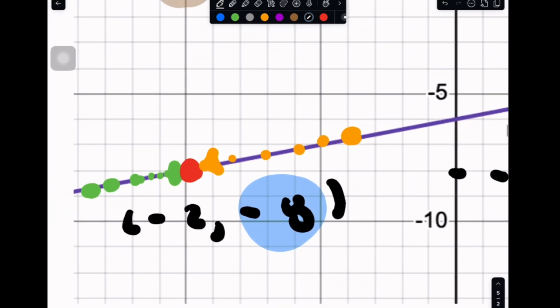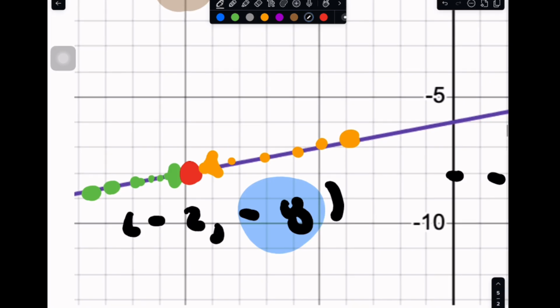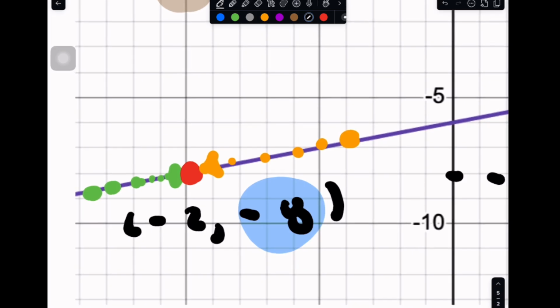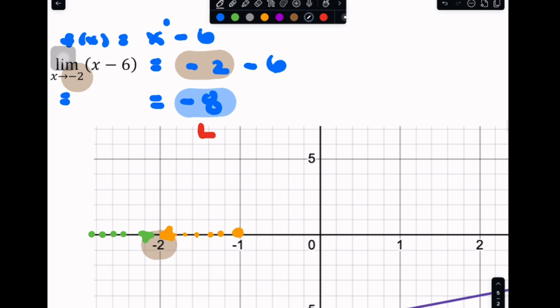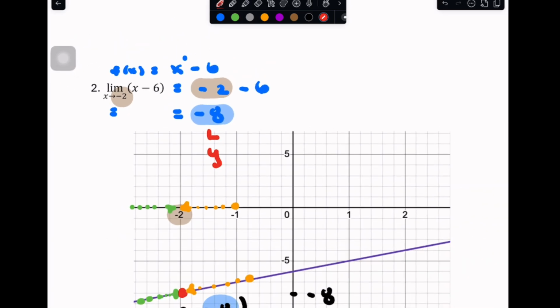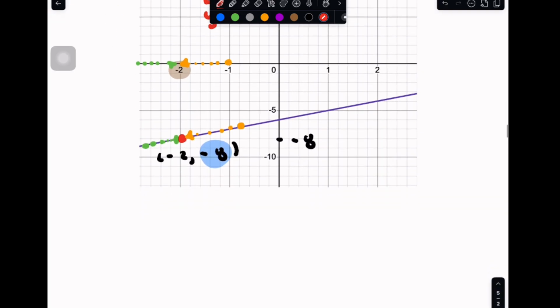You were approaching -8 from the left and the right. And the answer is always going to be, you say, why is this a y value? Well, an L value. It's really the y coordinate we're saying. X is changing and you're answering what happens to y. That's the limit value.